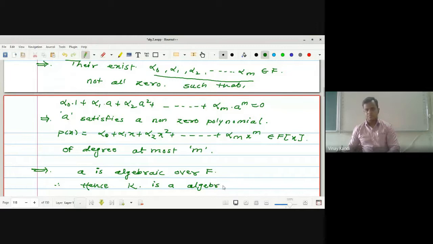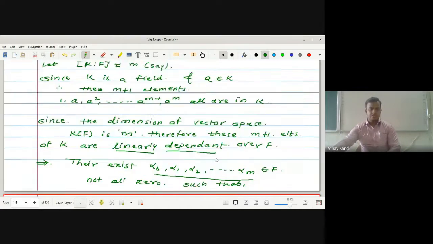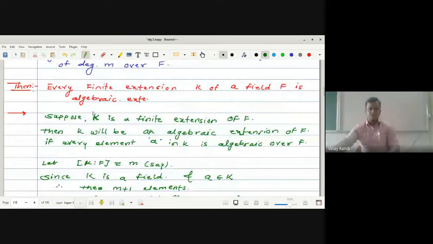A is the arbitrary element of K. So every element of K is algebraic over F. Then hence K is an algebraic extension of F. Okay. So hence we can say that every finite extension is an algebraic extension. Okay. Any doubt?